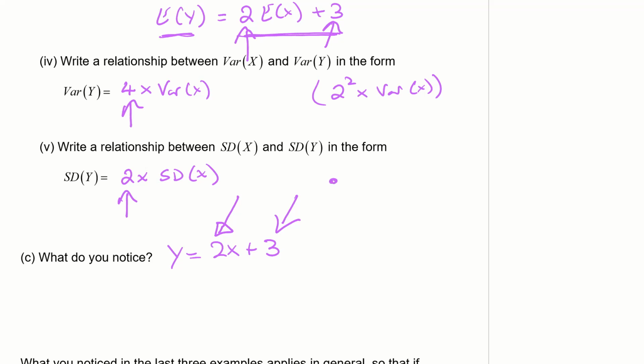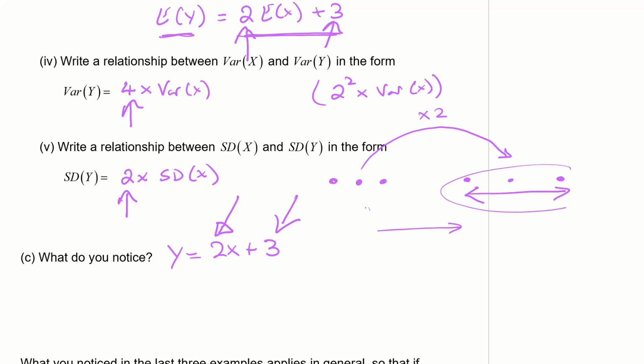We've discussed this before. If this is our original distribution, and then we've moved it to here, the multiplying moves the location, but also changes the spread of the original distribution. So that's the multiplying by 2. The adding 3 will move it along, but won't change the spread. And that's why the 3 affects the expectation, but not the variance or the standard deviation.